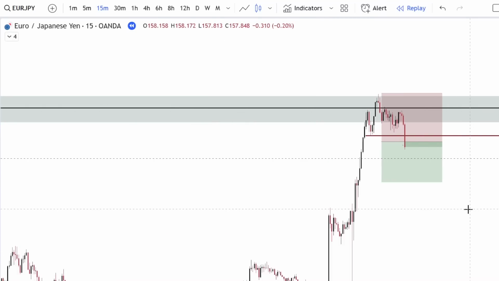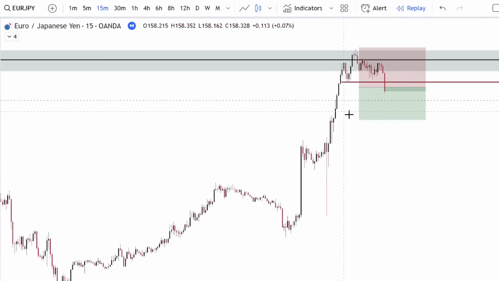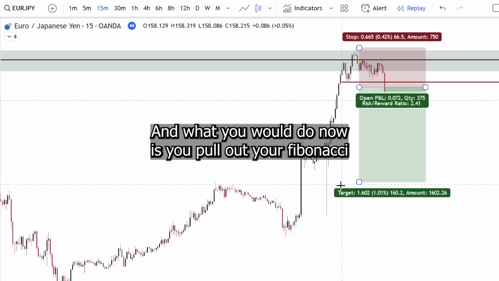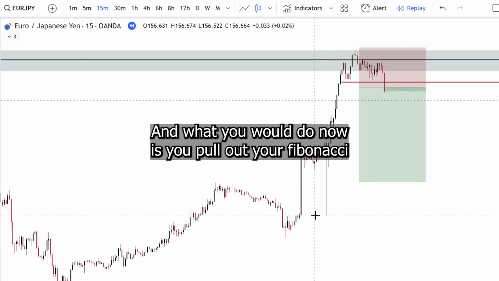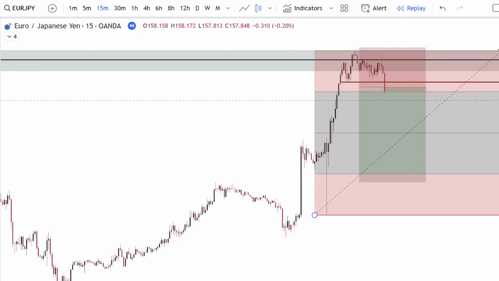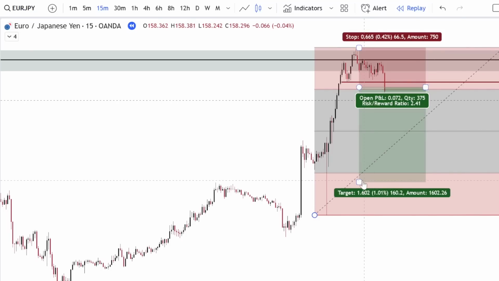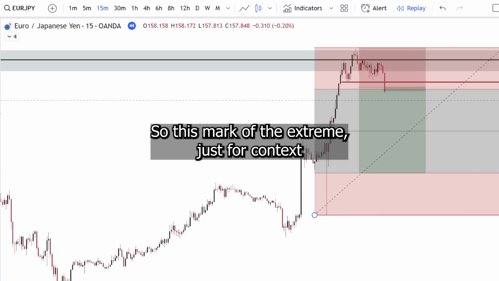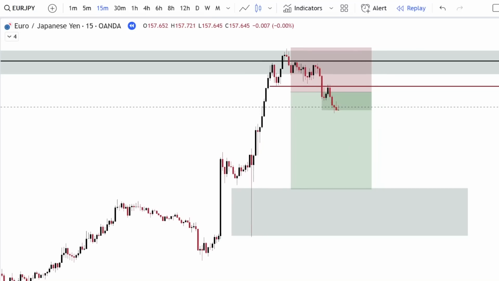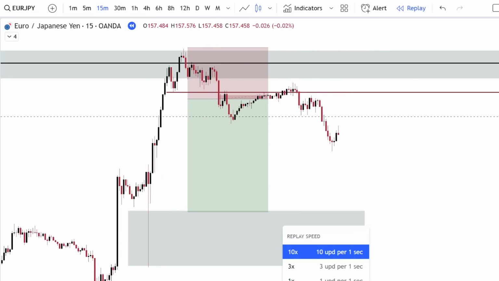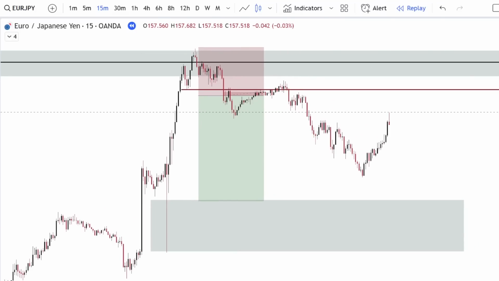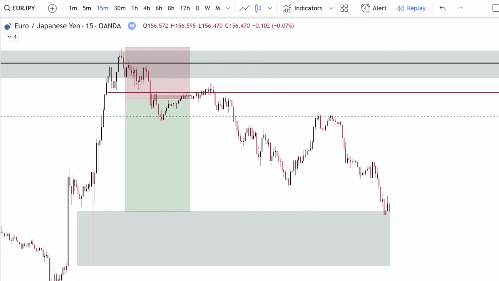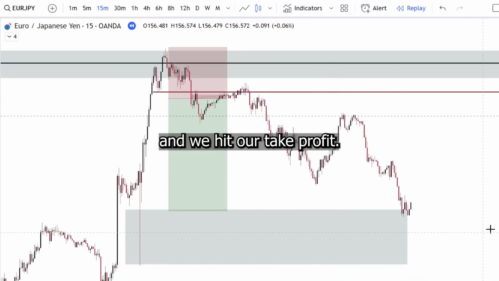And let's take a look at our stop loss. Our stop loss would be our macro structure, which would be here. And what you would do now is you would pull out your fib, get the last swing low and the last swing high, and mark up your extreme. So your TP would be right here. So let's mark up the extreme just for context. And we hit our take profit.